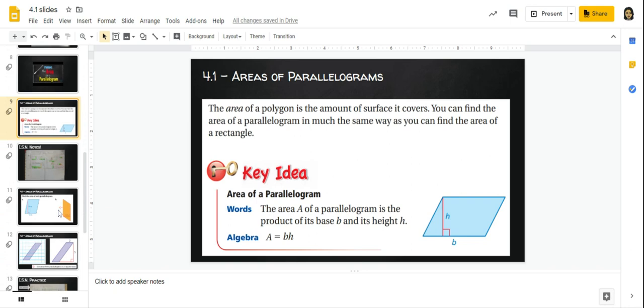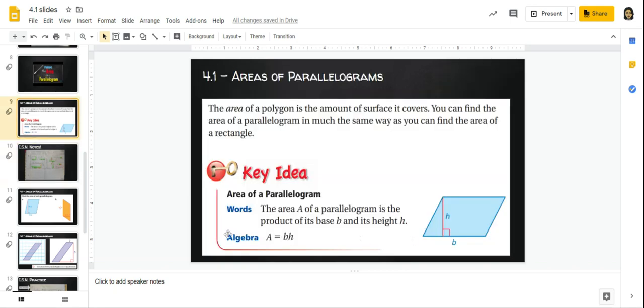Okay. So here gives some more detail. The area of a polygon is the amount of surface that it covers. So you can find the area of a parallelogram in much the same way as you can find the area of a rectangle. And if anybody was able to notice that connection between a parallelogram and a rectangle, you look here at the image, a parallelogram just kind of looks like a rectangle that's been tilted on its side a little bit, like the wind pushed it a little bit too hard to one side. So again, area equals base times height.